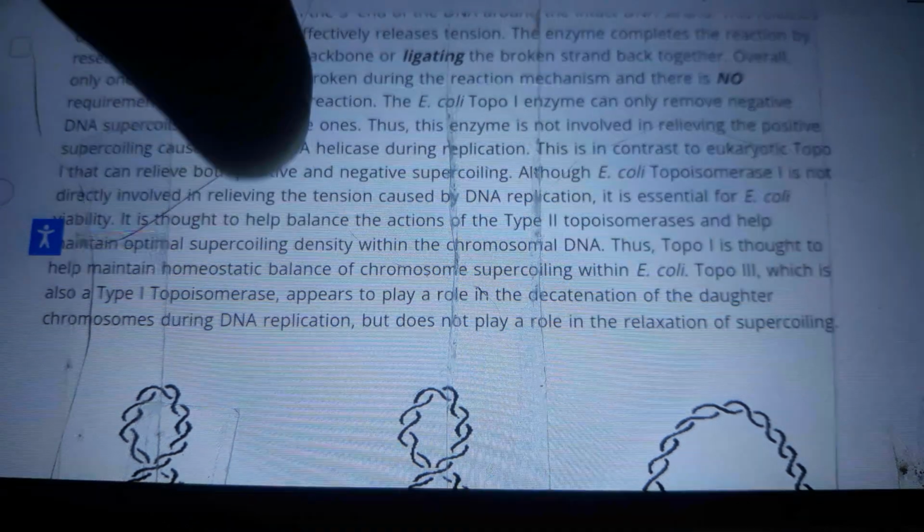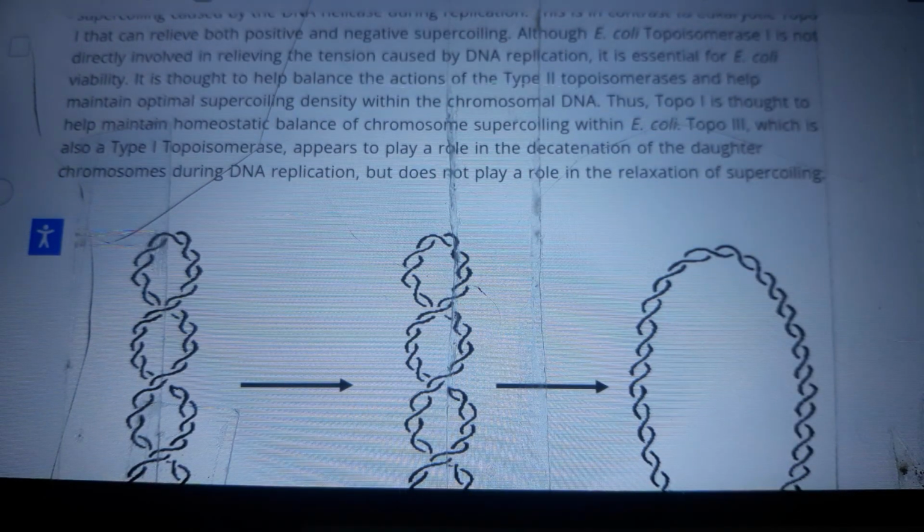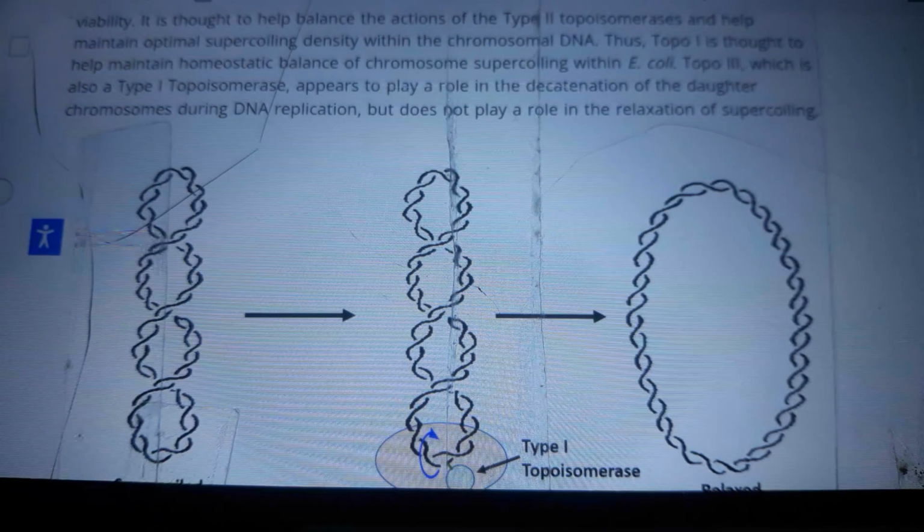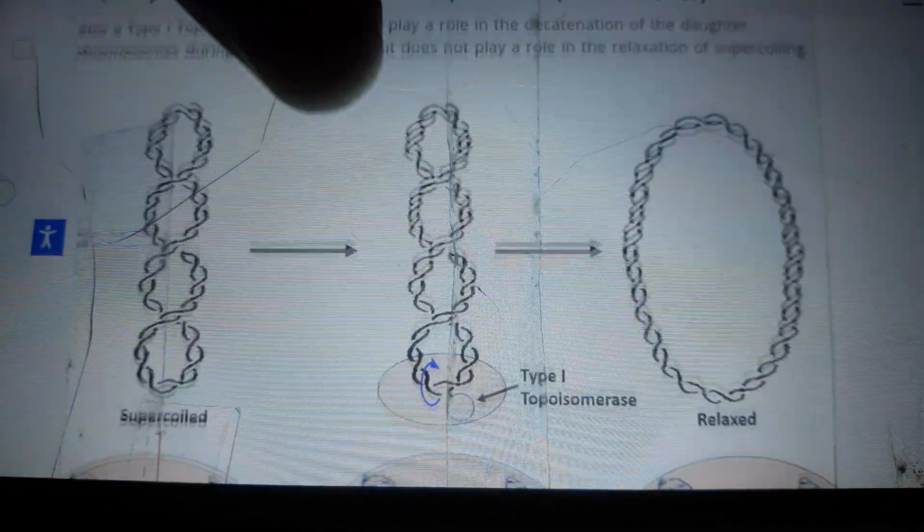Although E. coli topoisomerase 1 is not directly involved in relieving the tension caused by DNA replication, it is essential for E. coli viability. It is thought to help balance the reactions of the type 2 topoisomerases and help maintain optimal supercoiling density within the chromosomal DNA. Thus, topo-1 is thought to help maintain homeostatic balance of chromosome supercoiling within E. coli. Topo-3, which is also a type 1 topoisomerase, appears to play a role in the decatenation of the daughter chromosomes during DNA replication, but does not play a role in the relaxing of supercoiling.